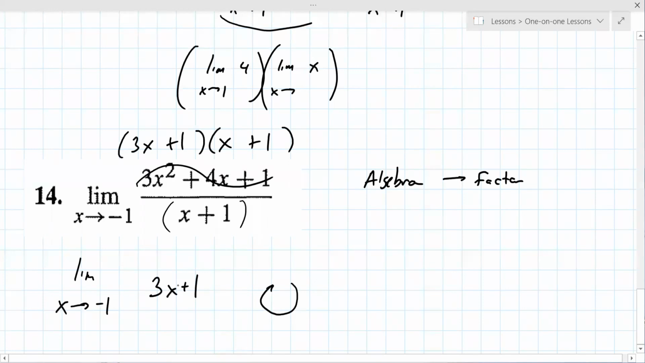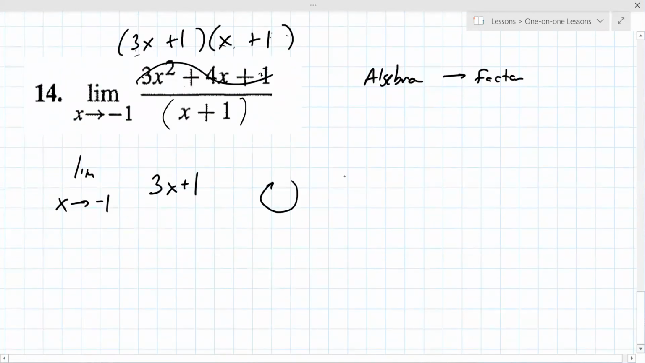Wait, can you go over how you factored the top? So the correct way is to multiply 3 and 1 and find factors of 3 that add up to 4 and then do grouping. But because 3x squared only has 3x and x as possibilities, you can just guess and check on those. Okay. All right. And then you just put the number in and you get 3 times -1 plus 1. -3 plus 1 is -2.